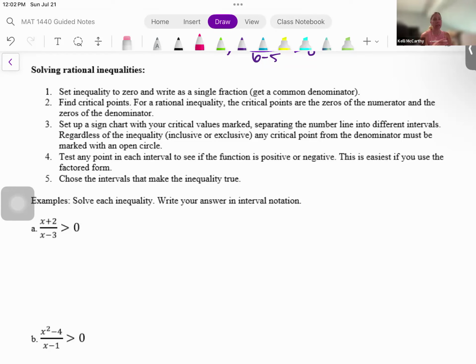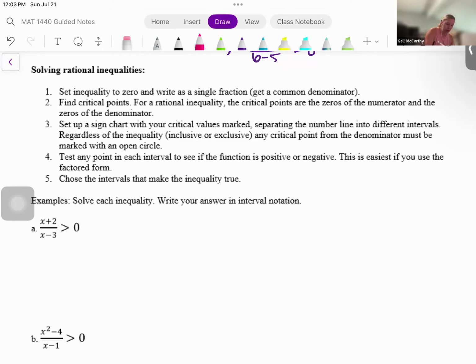The first step is going to be to set the inequality to 0, and then we're going to write it as a single fraction if necessary. To do that, we need to get a common denominator. Once we have a single fraction set to 0, whether it's greater than, less than, we're going to find our critical points. Now, if we think about our polynomial inequalities, our critical points were where the polynomial equals 0. For a rational expression, that rational expression equals 0 where the numerator equals 0.